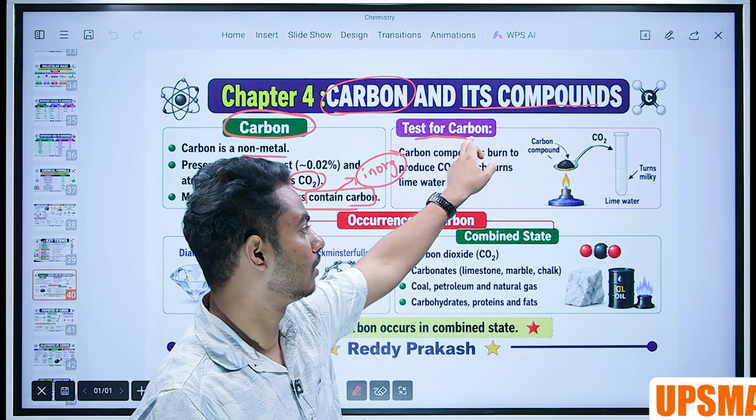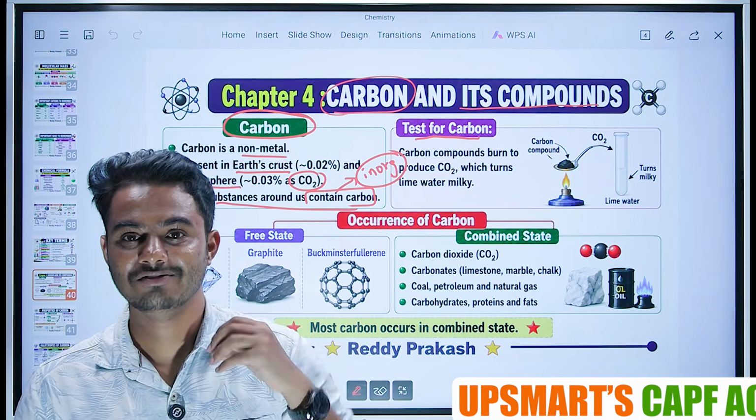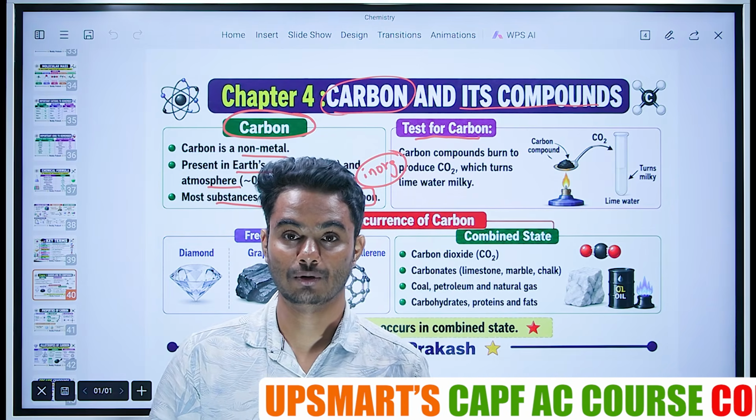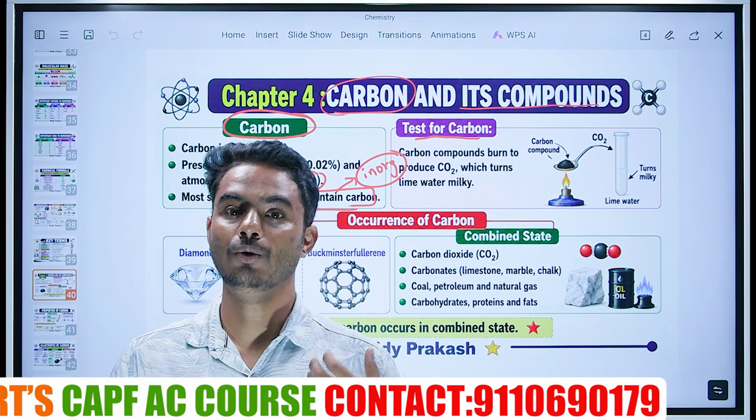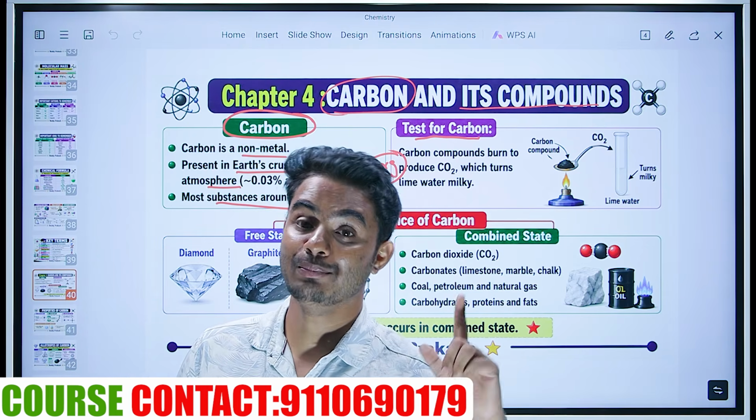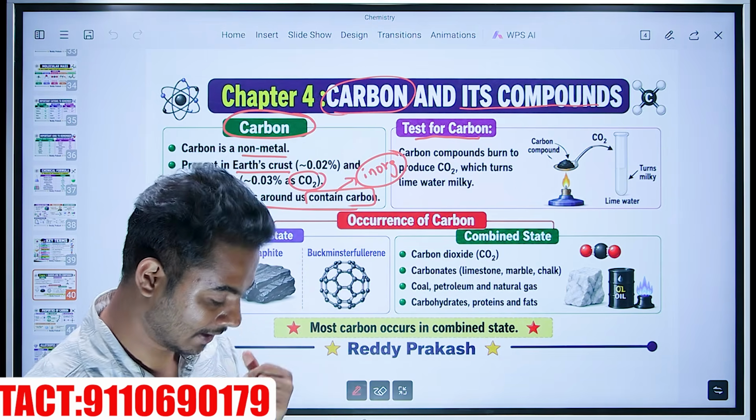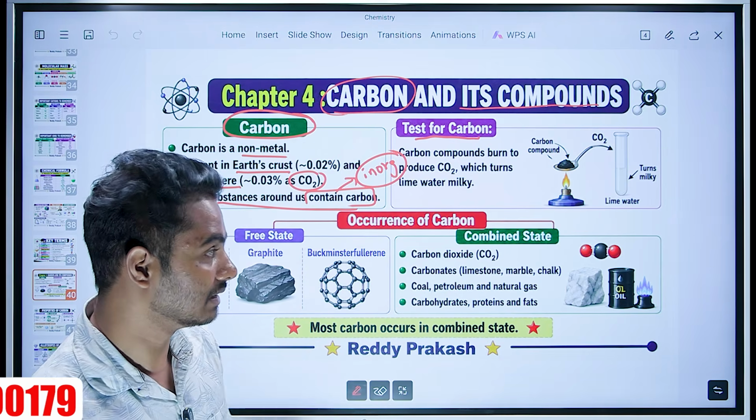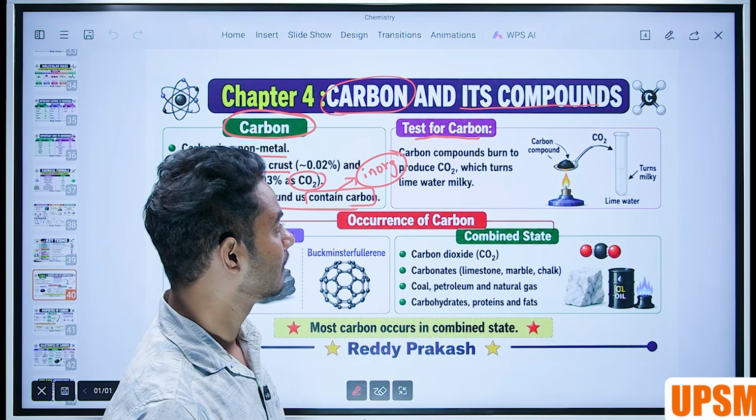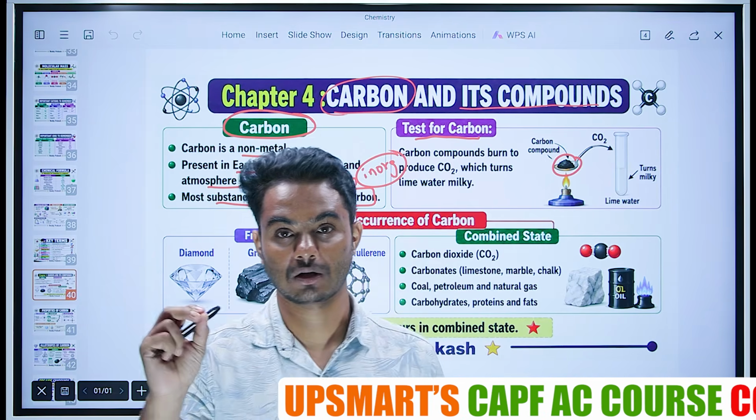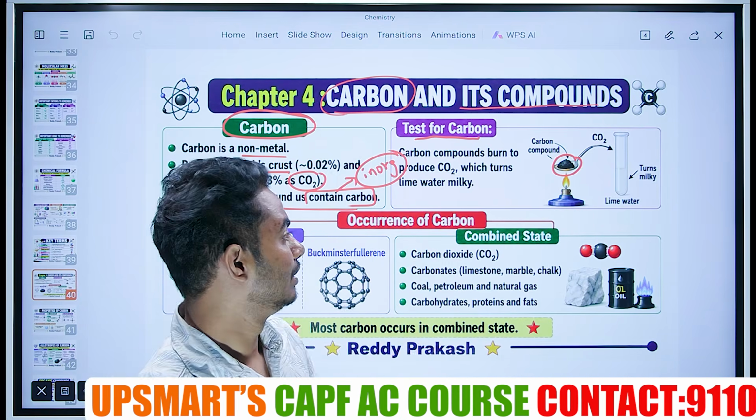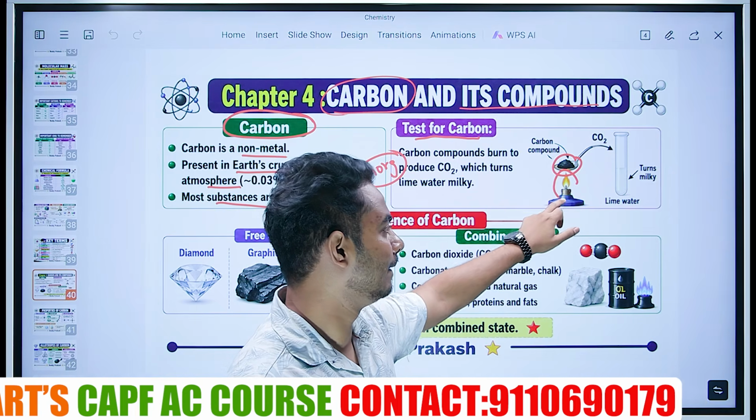Test for carbon. How do you test whether a compound has carbon? That means whether a compound is organic or inorganic. How do you test that? There is a laboratory test to do that. Okay, the laboratory test is actually very easy. What we do is we take a pinch of that compound. A pinch of that compound shall be taken. It will be heated under a flame.